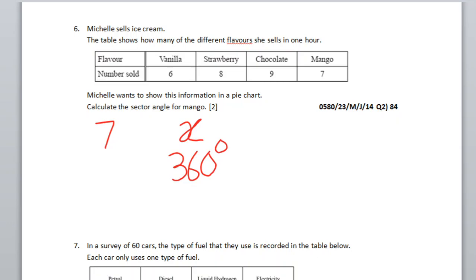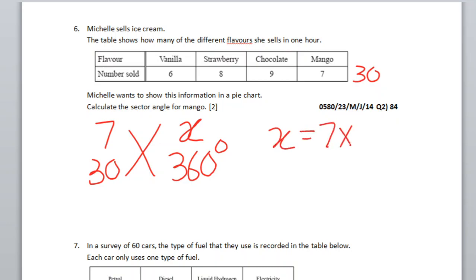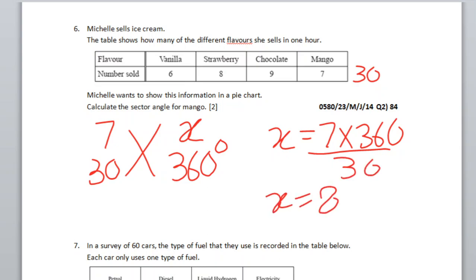and how many total number of ice creams does she sell? That will be 6 plus 8 plus 9 plus 7, which gives us 30. So write 30 underneath 7, cross multiply, x will be equal to 7 times 360 over 30, which gives us 84.